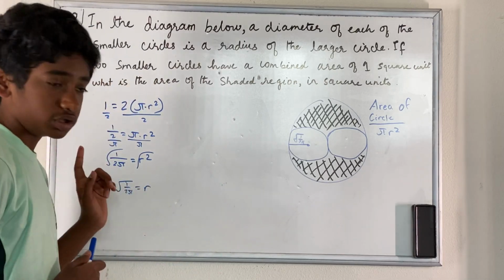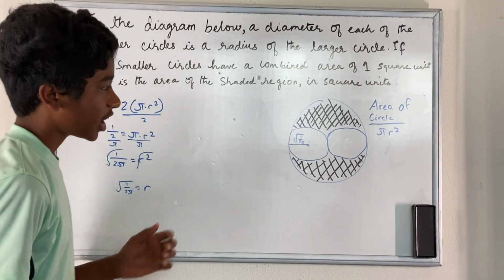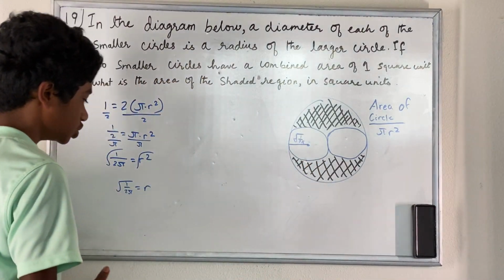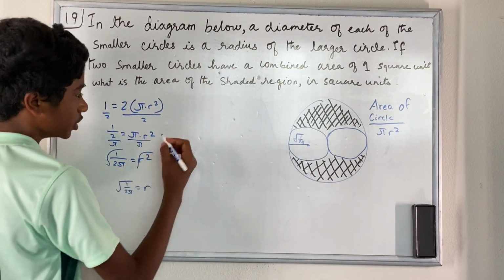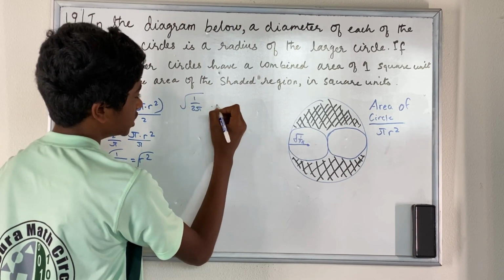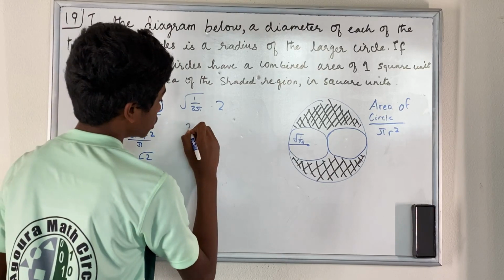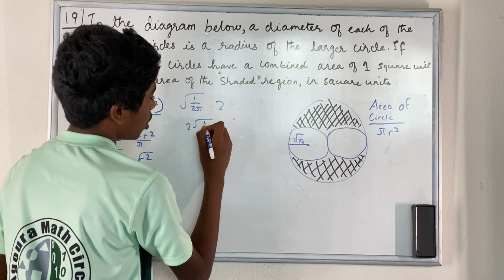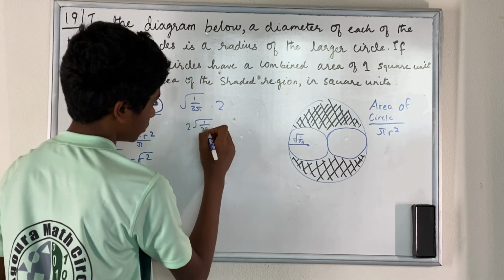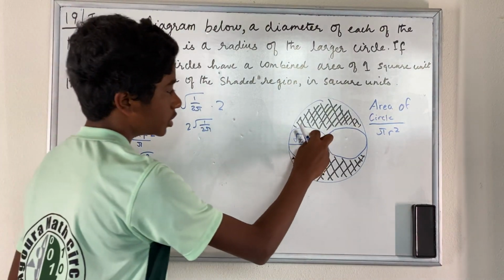So now that we know what r is equal to, we had to find the diameter of one of the small circles. So all we had to do is just multiply the square root of 1 over 2 pi times 2. So we get 2 times 1 over square root of 1 over 2 pi. That is the diameter of one of these.